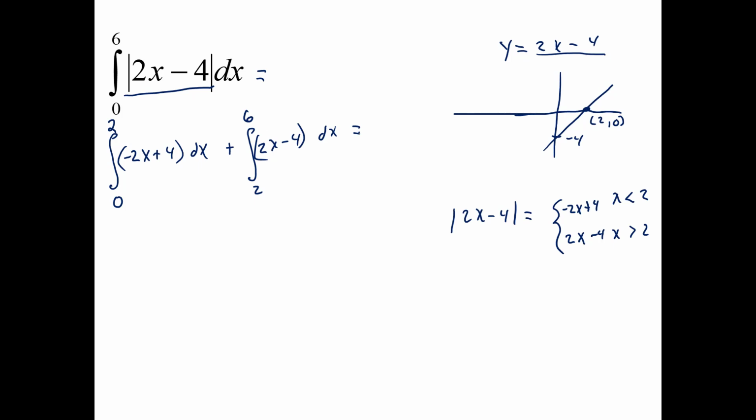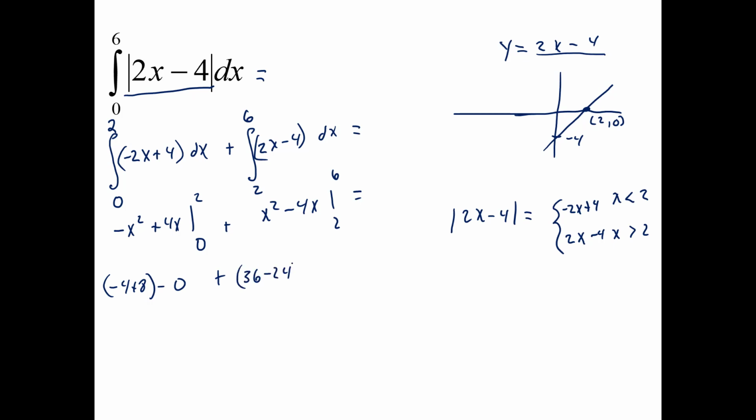Now these are simple functions that have simple antiderivatives. So this first one would be negative x squared plus 4x, and we're evaluating it from 0 to 2. And this second one is x squared minus 4x, and we're evaluating it from 2 to 6. 0 to 2. When we put in 2, we get negative 4 plus 8. When we put in 0, we get 0. When we put in 6, we get 36 minus 24. And when we put in 2, we get 4 minus 8.